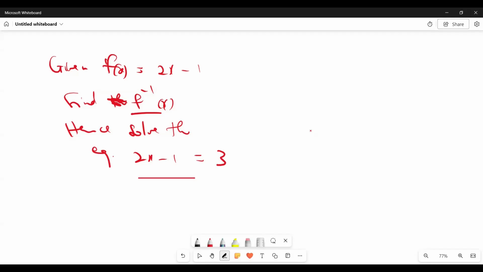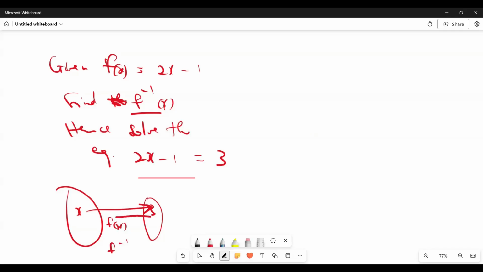Now, what's happening here is that there's a certain value x that will map onto 3. That's all. So in the mapping diagram, there's x here and there's 3 there. So x maps to 3. So the original function, f(x), does this forward action. But f inverse takes 3 and maps it back to x. And that's why we want to find f inverse x. So we're going to find f inverse.